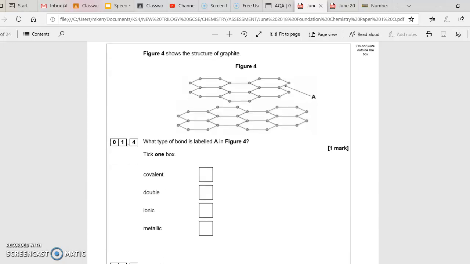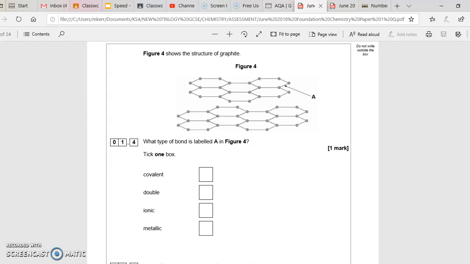Next question. Figure 4 shows the structure of graphite. What type of bond is labelled A in figure 1? Please pause your video and answer. Okay, so figure 4, it doesn't say what it's made from, but graphite, if you remember, it's an allotrope, which just means it's a different structure of carbon.